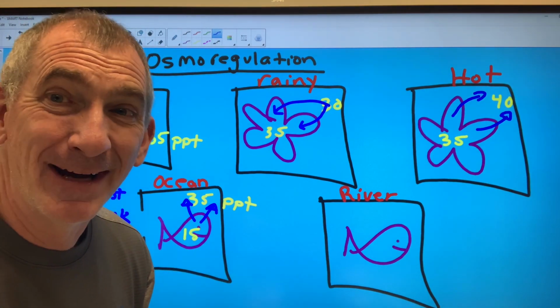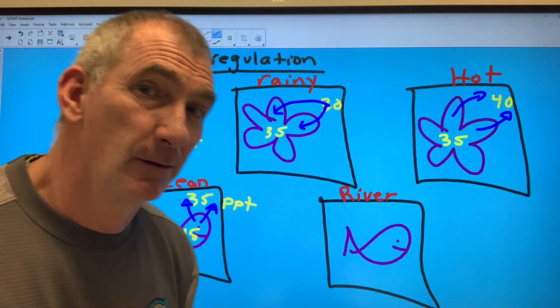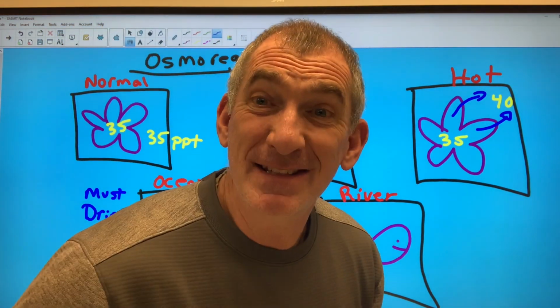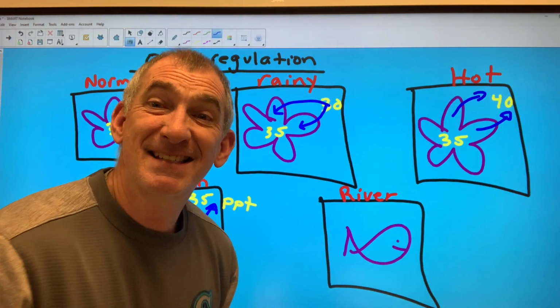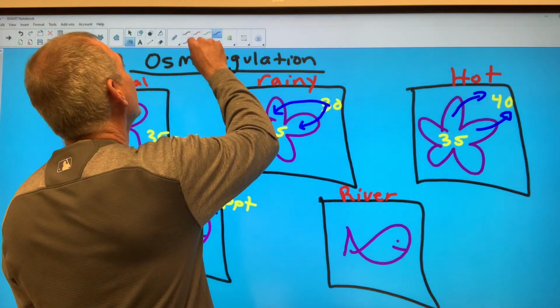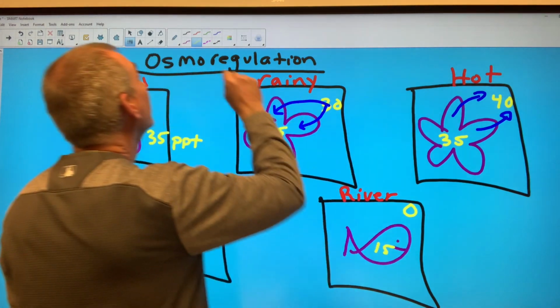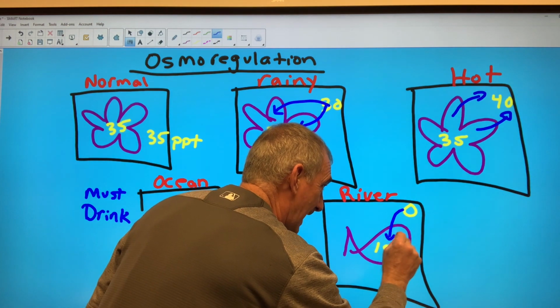Next. All right. It's been 3 years. The salmon's going to go to the Ballard Locks. It's sitting at the Ballard Locks. It goes over the salmon ladder. Now it's in Lake Union. Lake Union is the same as a river. Salinity of a river or a lake, 0. Inside the salmon is going to be 15. So by the rule of thumb, water is going to rush into the salmon.